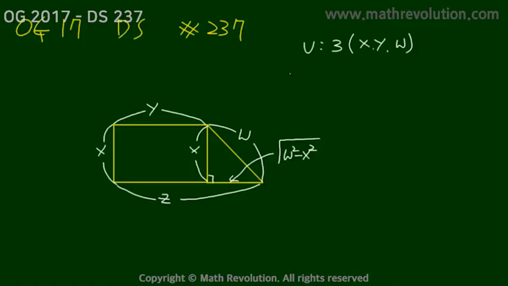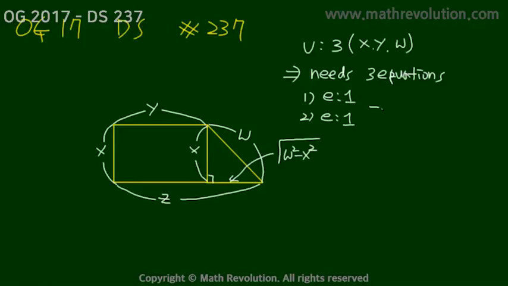To solve this problem, we will need three equations. We need to match the number of variables with the number of equations to solve it. Option 1 gives us one equation, as well as option 2. So we got two equations in total, which means statistically E is the most likely answer. So let's look at options 1 and 2 together. It says X equals Y, and this is equal to 1.